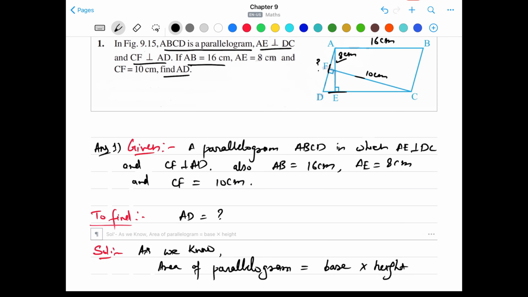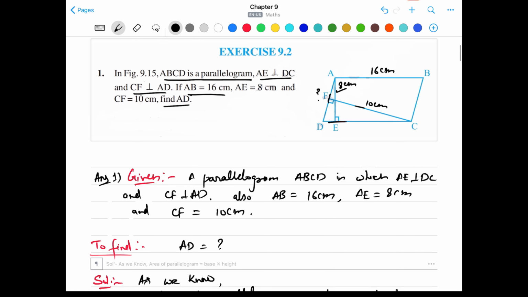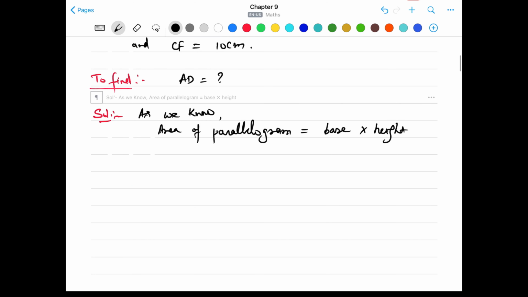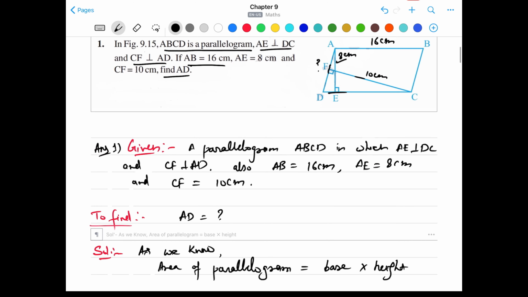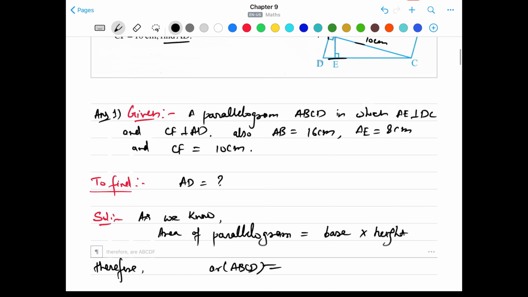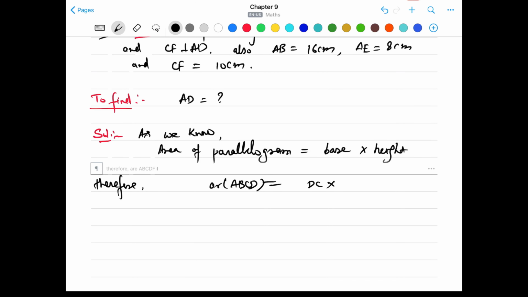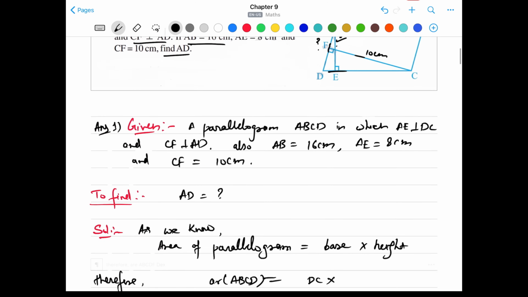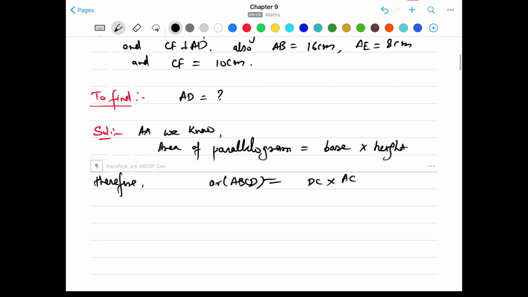We can find the area of this parallelogram by taking two different sides as base and perpendicular. First we are going to take this AE as the perpendicular and DC as the base. Therefore, the area of parallelogram ABCD can be calculated by taking base as DC and height as this AE.